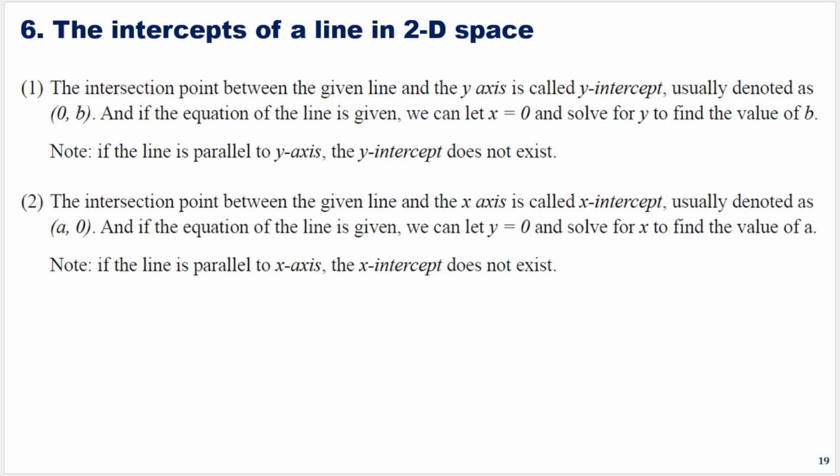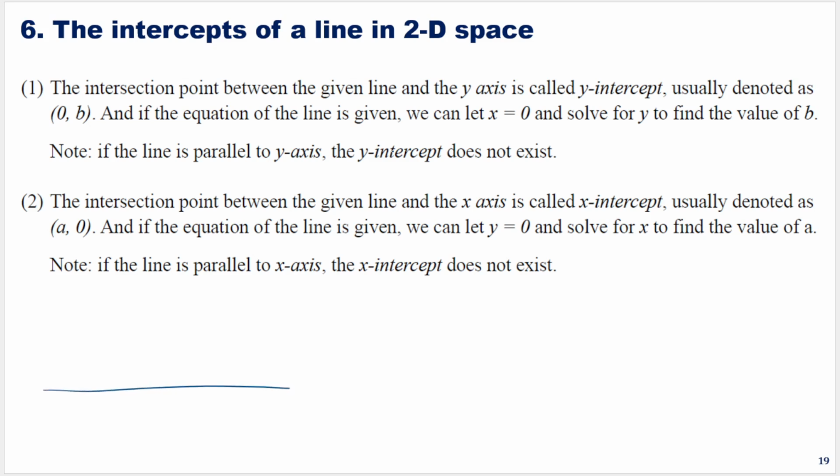All right. Next, this concept of intercepts of a line in 2D space. There are two types of intercepts: x-intercepts and y-intercepts. First of all, the intersection point between the given line and the y-axis is called the y-intercept, usually denoted as (0, b). And if the equation of the line is given, we can let x equals 0 and solve for y to find the value of b, right?